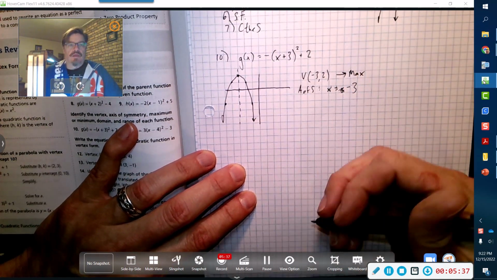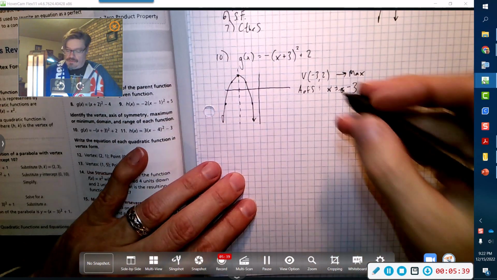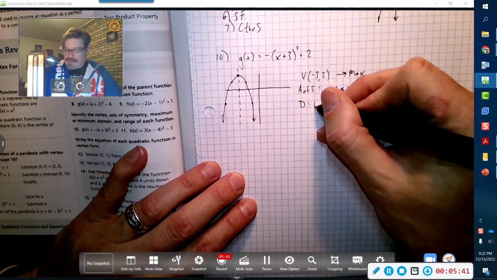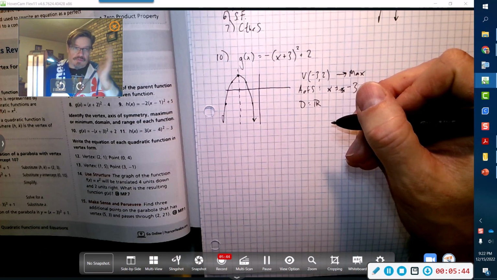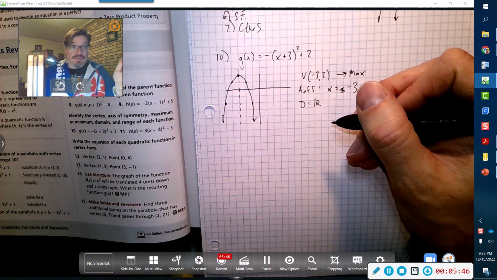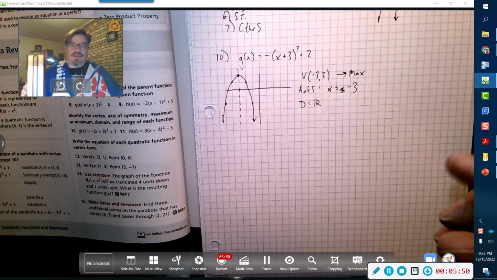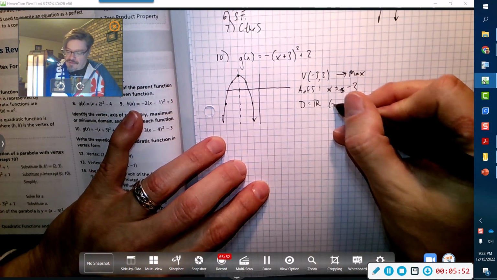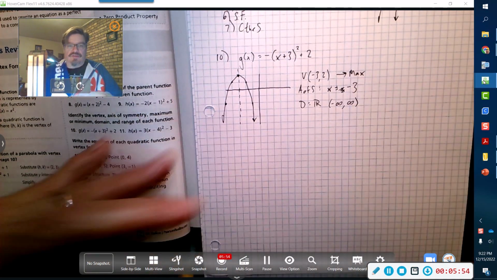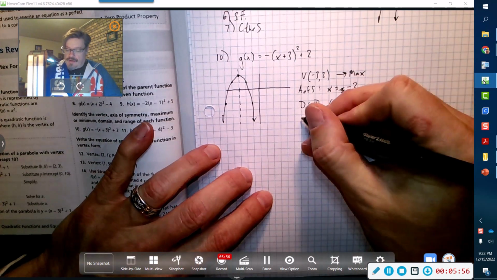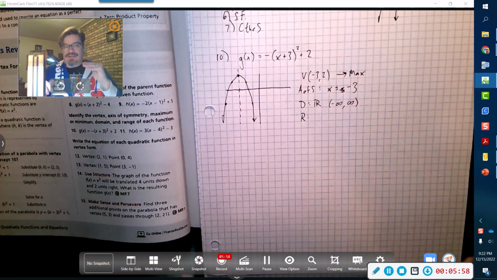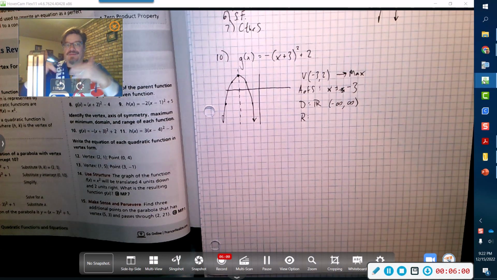Okay. What else? Domain. Okay, the domain for quadratics, it's always real numbers. Okay, it's always, unless it's a piecewise function, the domain of a quadratic will always stretch all the way from -infinity to +infinity. So if you wrote it like this, that's just as good. Okay. All right. Now for the range, though, for quadratics, you're going to have a max or a min, so there's going to be a limitation there.